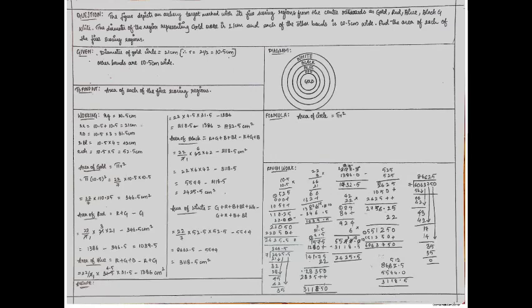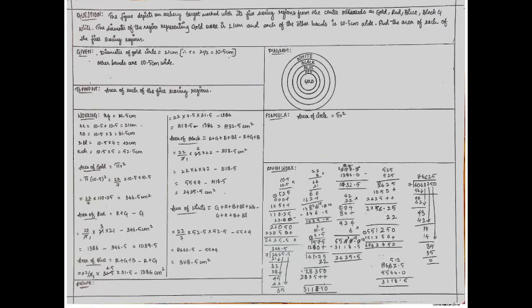They have mentioned that the diameter of the gold circle is 21 centimeter. So in order to find the radius, we have to divide the diameter by 2, which will give you 10.5 centimeter. Now let's look at the next part of the question. They have written that each of the other bands is 10.5 centimeter wide.